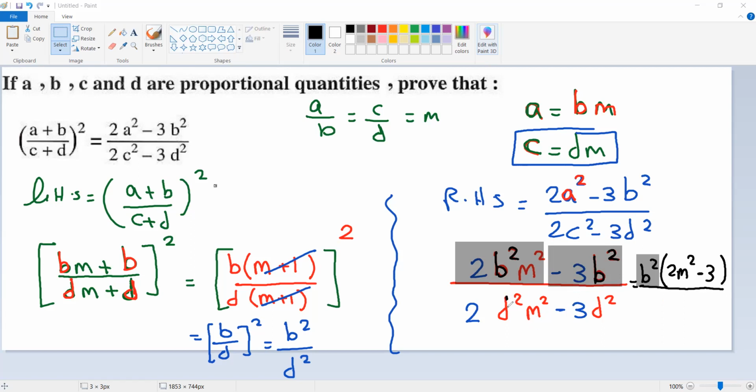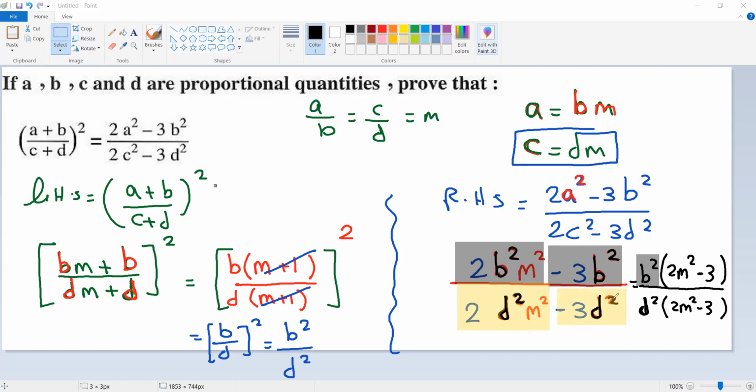We have a factor here. The factor is d to the power of 2, and here d to the power of 2. Take d to the power of 2 as a factor. And also we have 2 terms here. The 2 terms are 2d to the power of 2, m to the power of 2, minus 3d to the power of 2. So you will get in the brackets, after dividing them, because I took d to the power of 2 as a factor, you are left with 2m to the power of 2 minus 3.